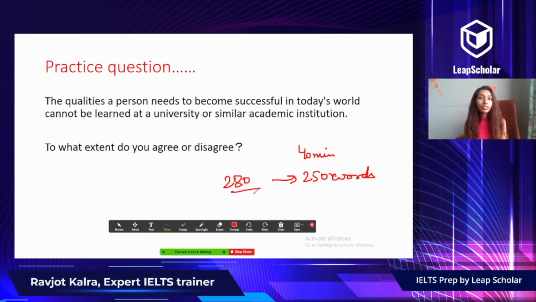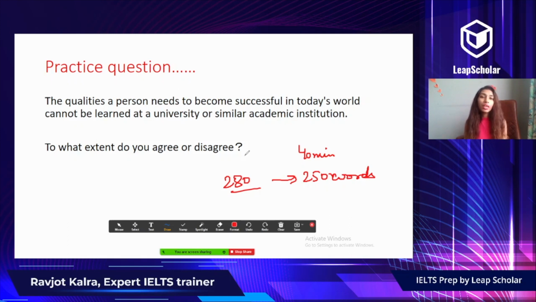This is the practice question that you can attempt. Think what pointers you can make, what are the keywords that you can write in the introduction, and how you're going to explain those keywords in the body paragraphs, and what pattern you're going to follow. So revise and then you can attempt this question. I'll read this question for you.